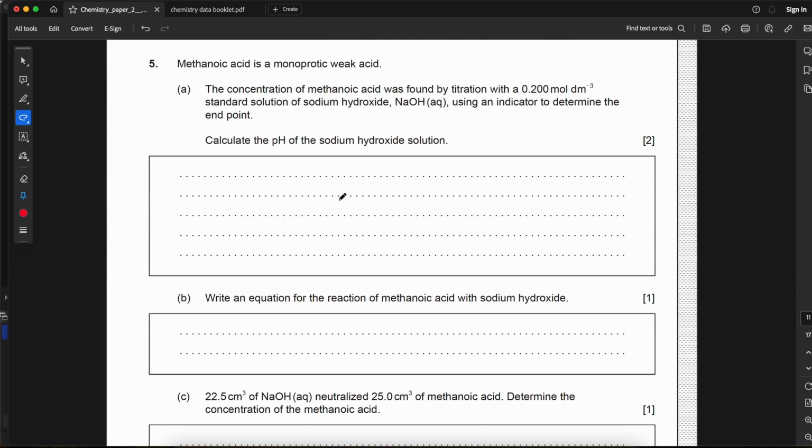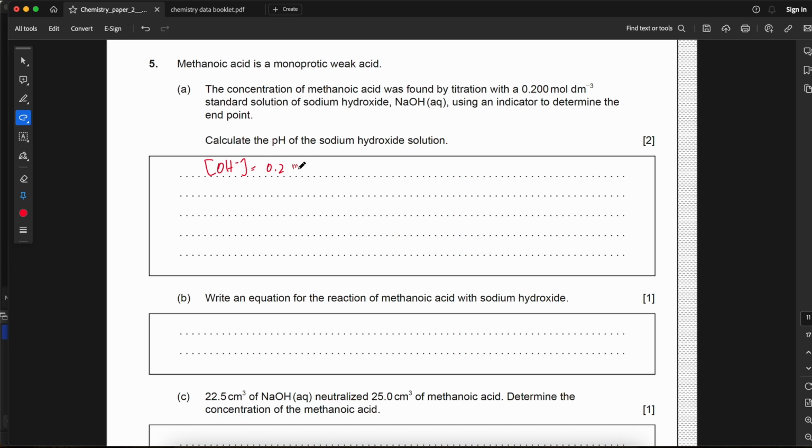Methanoic acid is a monoprotic weak acid. The concentration of methanoic acid was found by titration with a 0.2 molar standard solution of sodium hydroxide. So it is titrated using NaOH at 0.2 molar, using an indicator to determine the endpoint. Calculate the pH of the sodium hydroxide solution. So OH minus will be 0.2 molar.